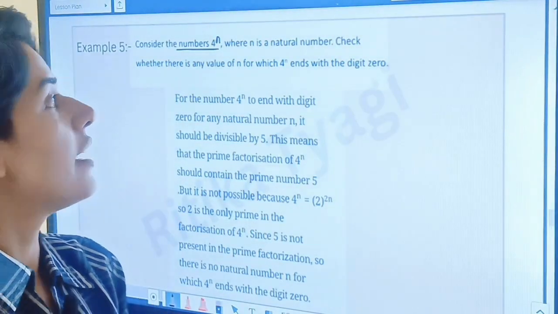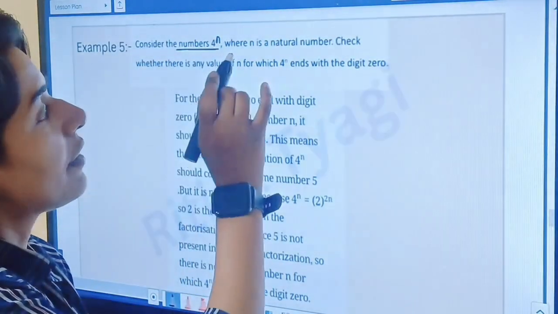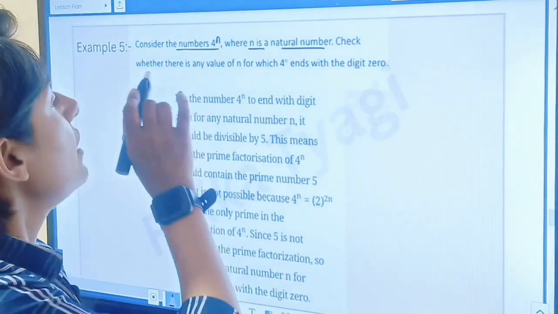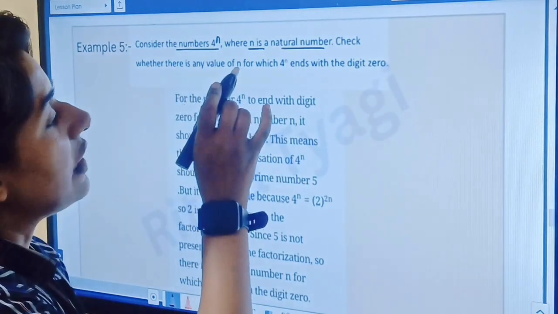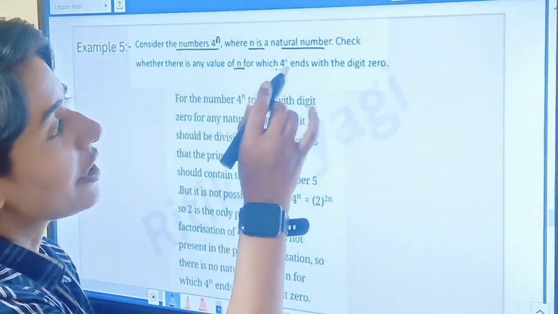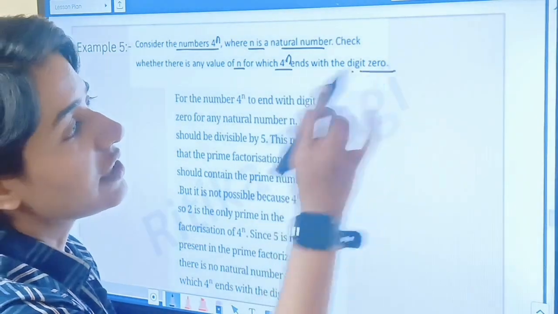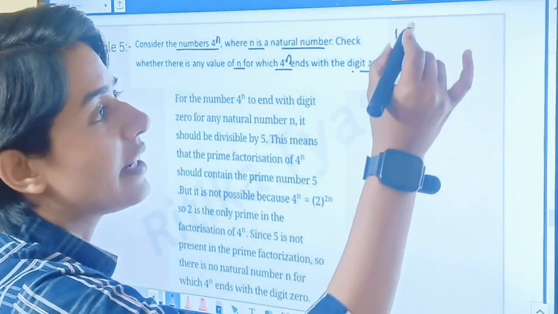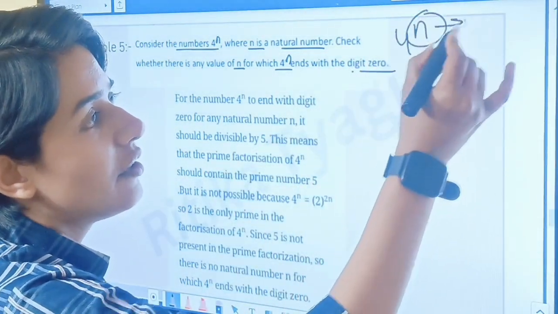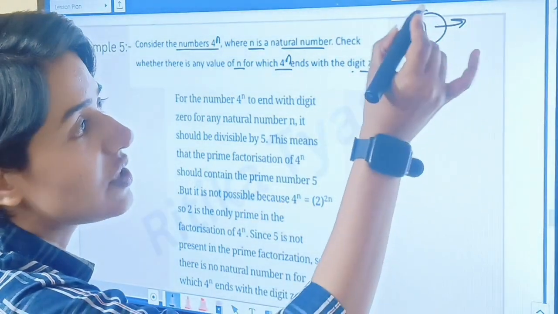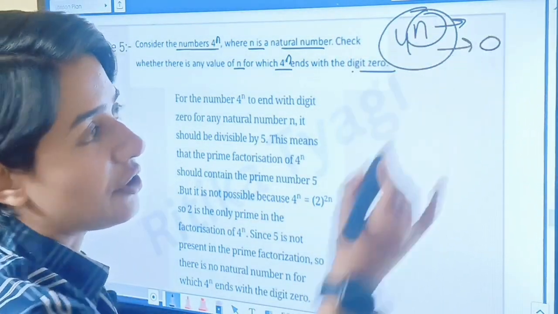Example 5 from NCERT book. Consider the number 4 to the power n where n is a natural number. Check whether there is any value of n for which 4 to the power n ends with the digit 0. So here 4 to the power n is given. We have to find value for n where this digit ends with the 0.